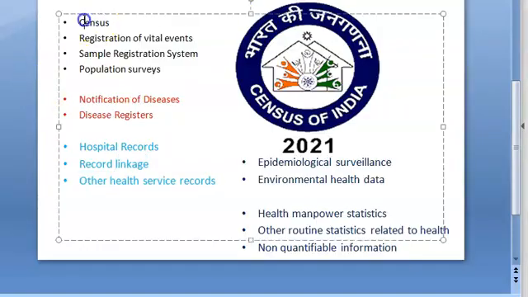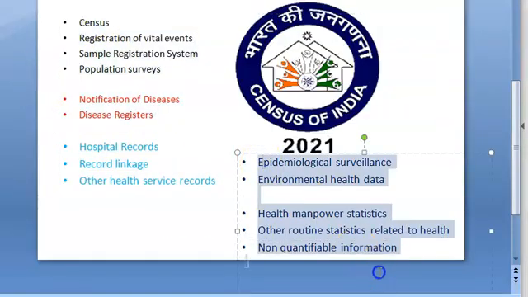We're done with this much. Now we have to just look at this much more. Epidemiological surveillance. Basically on the disease, you will do some surveillance. Environment, yes. Health manpower statistics.